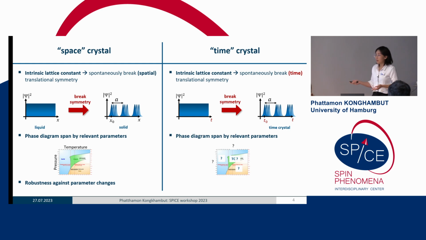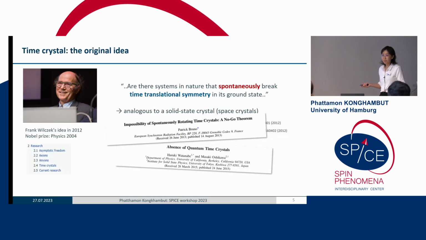And similarly, we should be able to draw a phase diagram spanned by what, we don't know yet. And probably we find an island called a time crystalline phase, for example. Of course, it has to be robust and this has to be tested. But it turns out that not long after his proposal, there was a series of no-go theorems saying that it is impossible in nature: such a spontaneous breaking of time translation symmetry in the ground state of a closed system is not allowed.